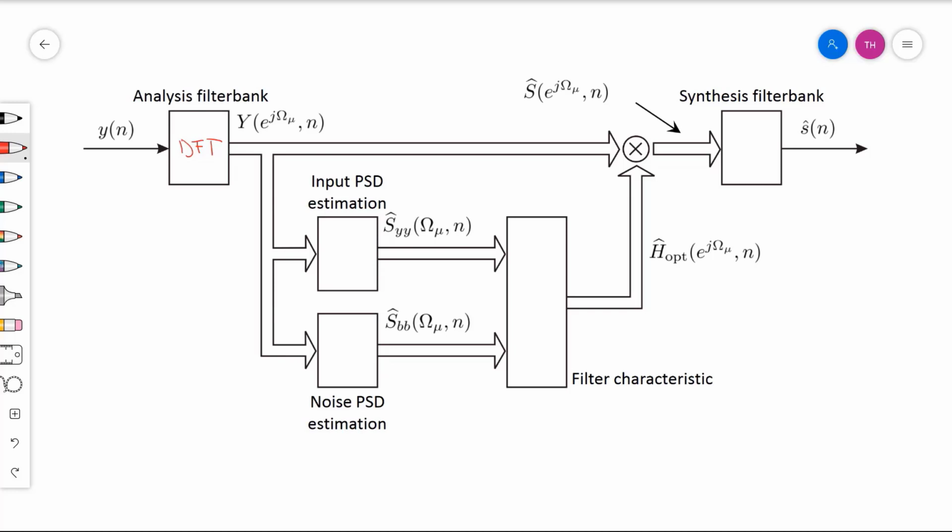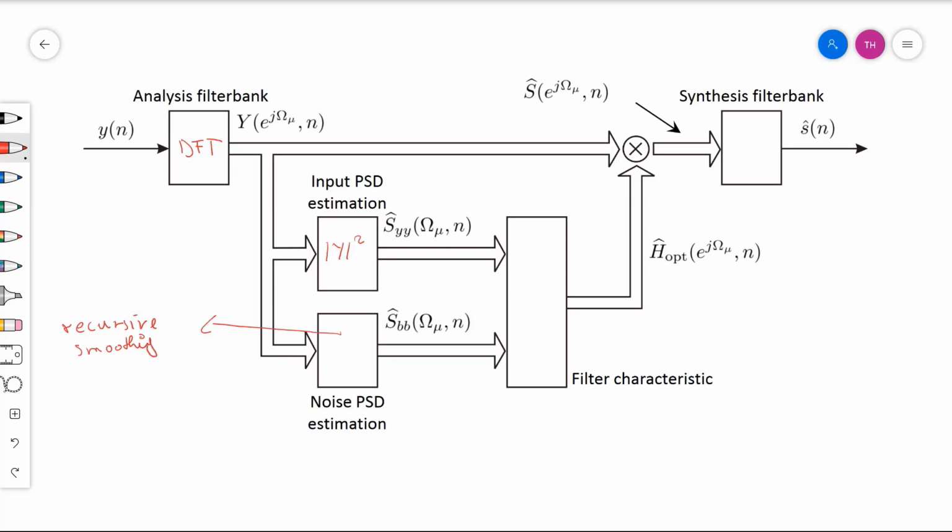The next step is to estimate the PSDs. For SYY, it is straightforward. We just take the magnitude square of the current short-time spectrum. And this is an instantaneous estimate. For SBB, it is a little trickier since the noise signal is not directly available. But both methods to estimate SBB that we showed you in the lecture make use of a recursive smoothing.